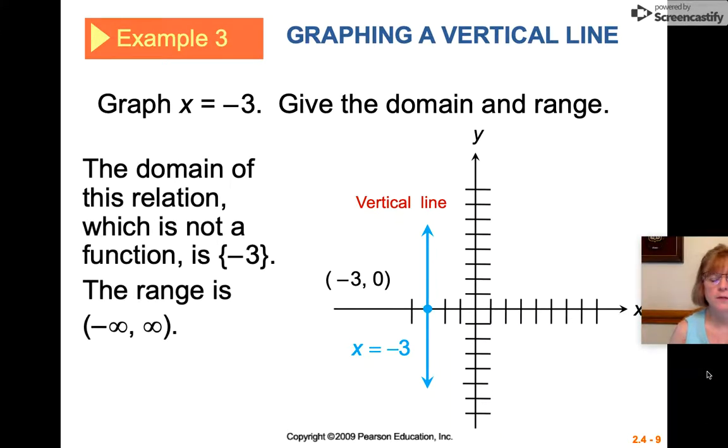Now, if we want to talk about the domain and range of this line, our domain is very restricted. The only value that our domain has in it is -3. On the other hand, our range is going to be any values of y that we could possibly think up, which is any real number. So our range is -infinity to +infinity.